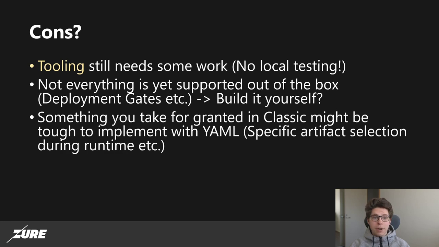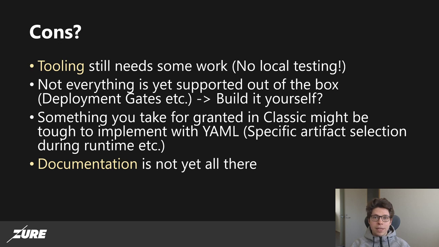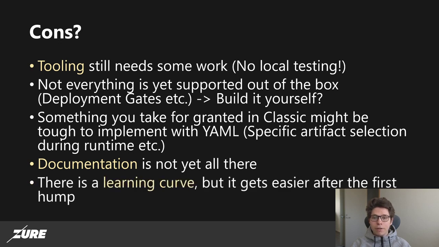And yeah, something you take for granted in Classic, like the artifact selection, might be a bit tougher to implement in YAML. The documentation is not yet all there, especially for the individual tasks that you will be using. So the parameter descriptions are all over the place and so on. So that's why the portal tooling is very helpful. And the learning curve, of course, is there. But once you get past the first hump, you actually get going very quickly after that.